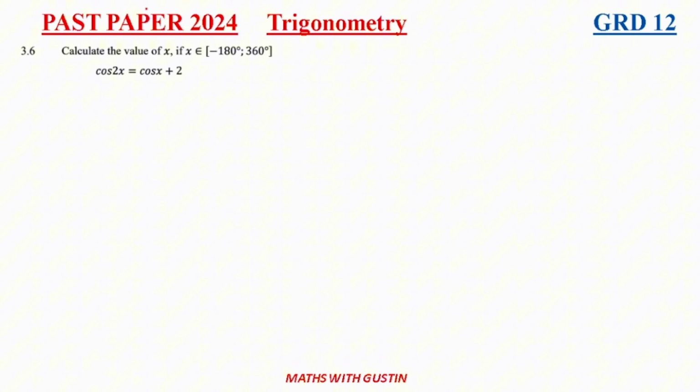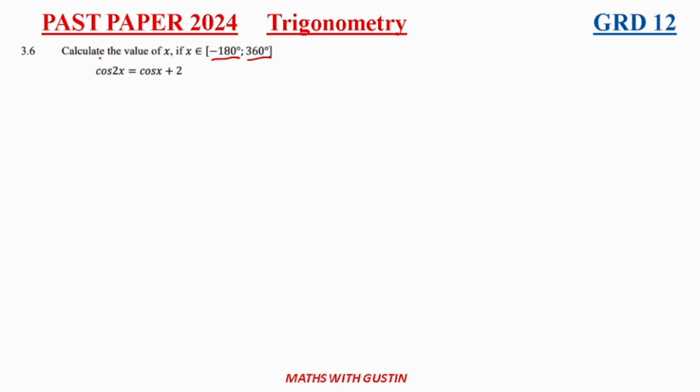All right, so now look at this one here. We've got cos 2x is equal to cos x plus 2. They're saying x is an element between negative 180 and 360. With this question, they said we need to calculate the value of x. Now this is just like the general solution. You are solving for x, but here you are using trigonometry.